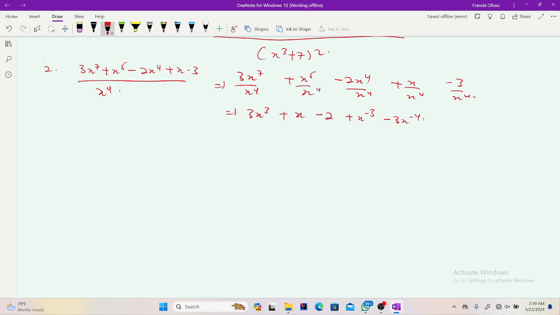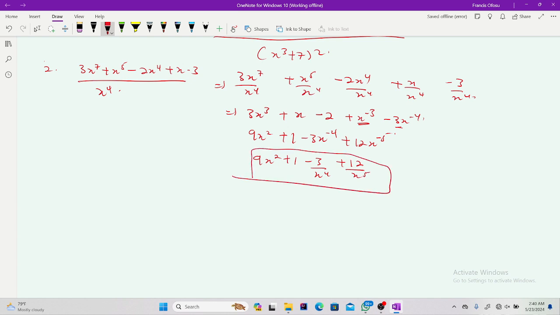I then differentiate. What do I get? 9x squared plus 1, the constant becomes 0, minus 3x to the power negative 4 differentiates to plus 12x to the power negative 5. That is the same as 9x squared plus 1 minus 3 over x to the power 4 plus 12 over x to the power 5, and this is my derivative. That's all. There is no need for the quotient rule here.